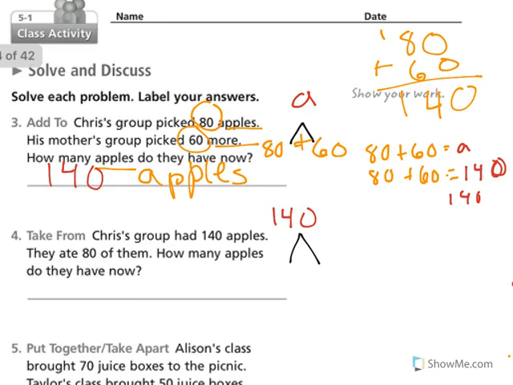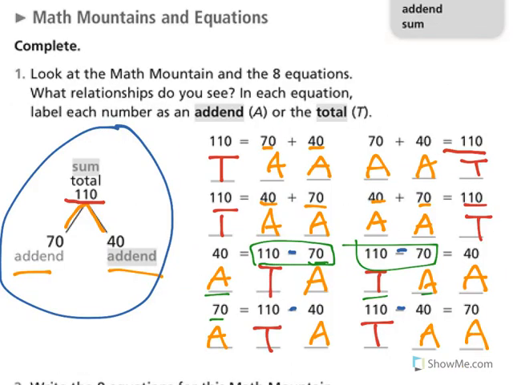If they ate, that means they subtracted. So they removed 80 of them, and now we're looking for our missing number. But we know it's going to be the other addend, and we know how to find the missing addend because we understand how math mountains work, right? So all we have to do is take our total, subtract one of the addends to get the other addend. So let's go ahead and do that.